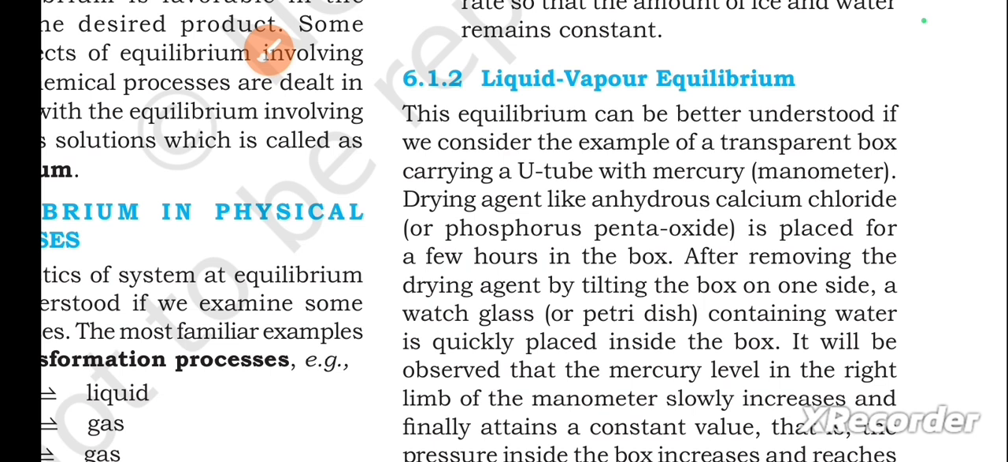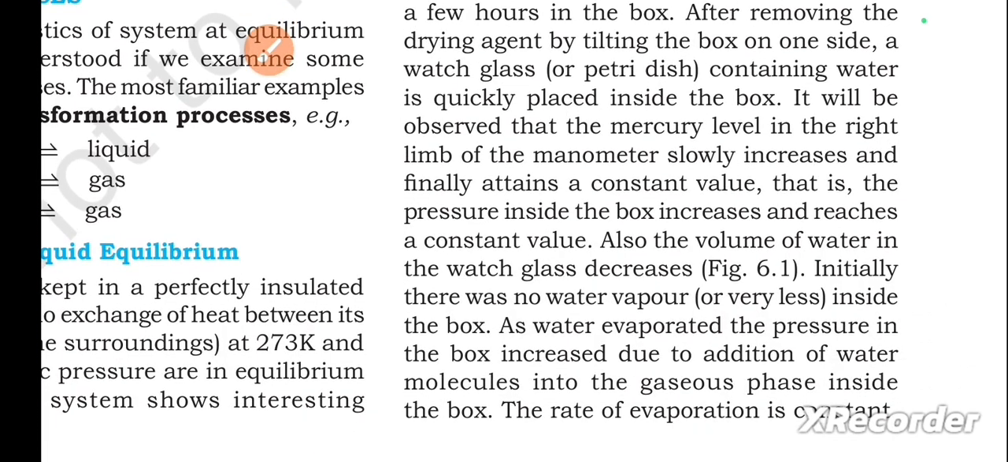It will be observed that mercury level in the right limb of the manometer slowly increases and finally attains a constant value. That is, the pressure inside the box increases and reaches a constant value. Also, the volume of water in the watch glass decreases.